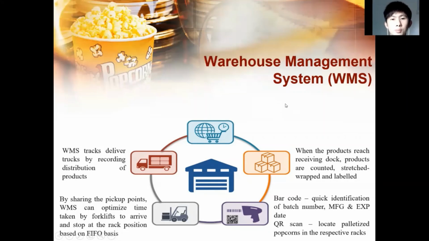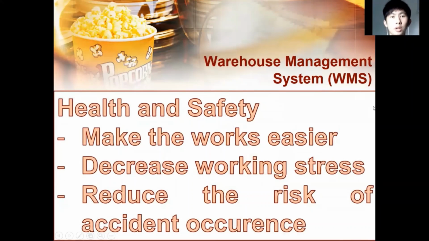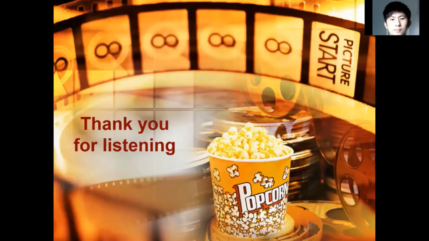Next, WMS can also track the delivery trucks by recording the distribution of the products. This tracking mechanism can enable product recall in a short time. So in short, the warehouse management system can protect the health and safety of the warehouse operators by making the work easier, decreasing the working stress, and reducing the risk of accident occurrence while they are at work.